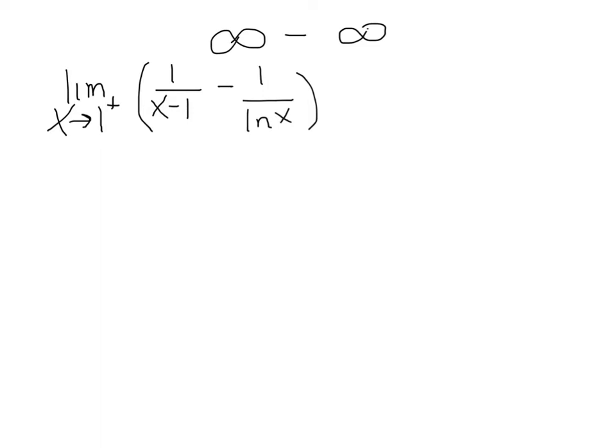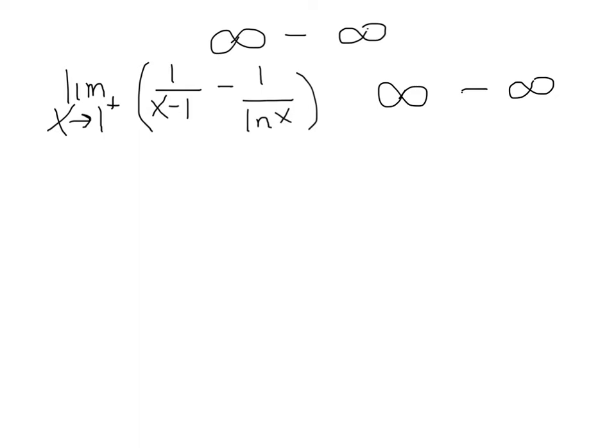So if we look at these limits individually, the limit as x goes to 1 from the right of 1 over x minus 1, that's going to infinity. You could look at the graph. And if you looked at the graph of 1 over natural log of x, as we go to 1 from the right, that's also going to infinity, because if you remember, the natural log of 1 is equal to 0. So in both these cases, we have things that would look like 1 over 0, and in both cases, they're going to positive infinity. So what we're going to do is get a common denominator to combine these functions to write it as one fraction.